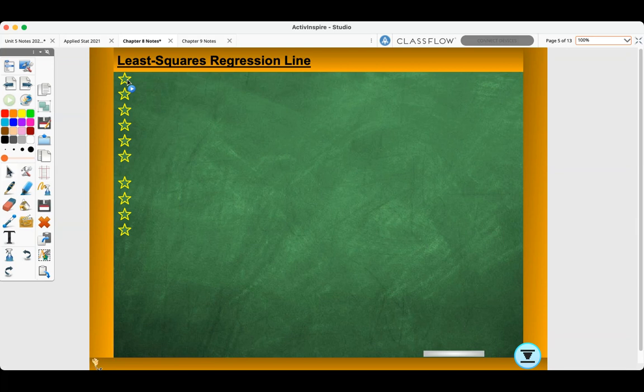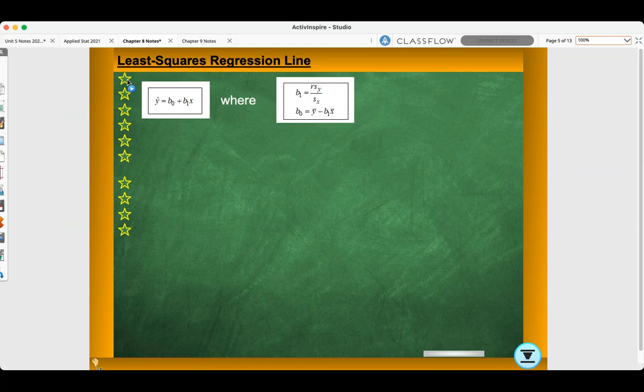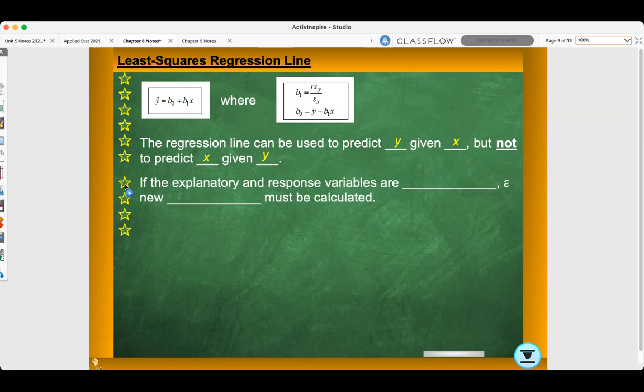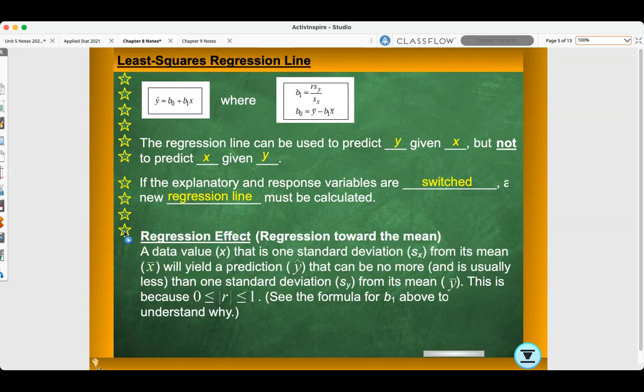Least squares regression line. Y hat equals B0 plus B1 times X, where B1 is R times the standard deviation of Y divided by the standard deviation of X. The regression line can be used to predict Y given X, but not to predict X given Y. If the explanatory and response variables are switched, a new regression line must be calculated.